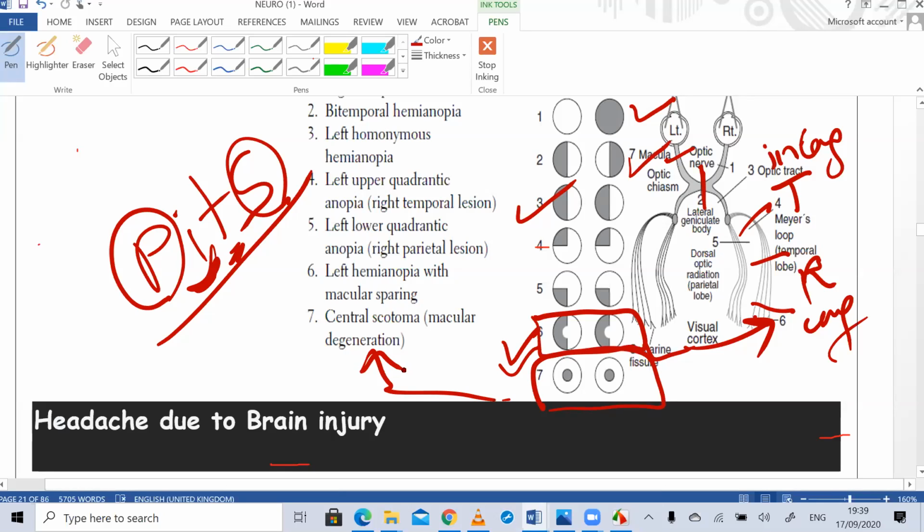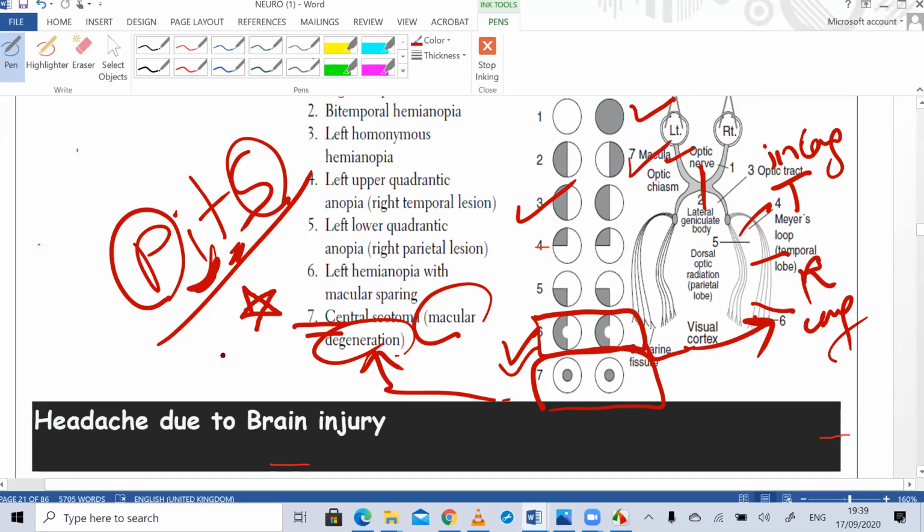What's the central scotoma here? Macular degeneration. The macula is affected. The focus of your lens, you are here trying to see our faces. You are looking to this lecture with your focus, with your macula. Whenever the focus is being blurred, this is central scotoma.